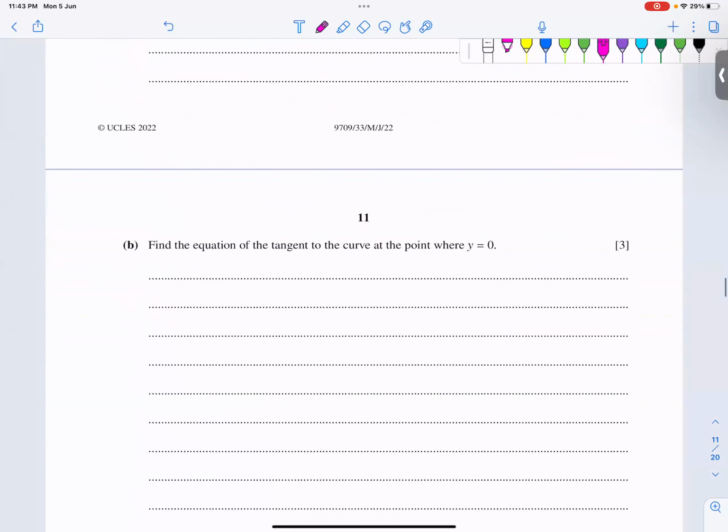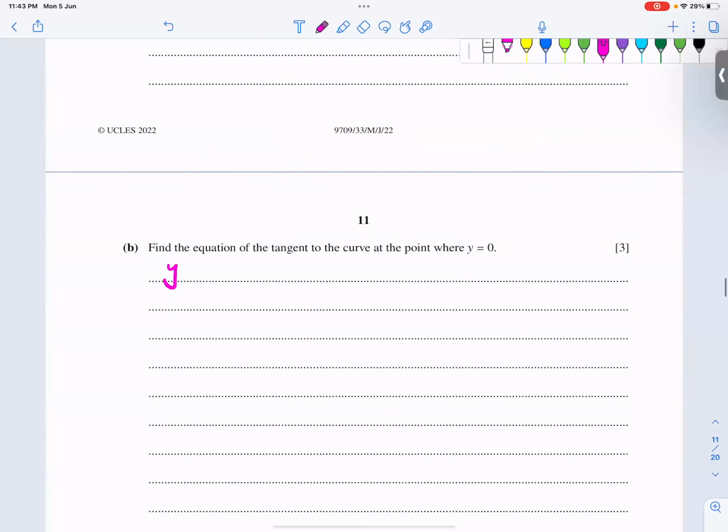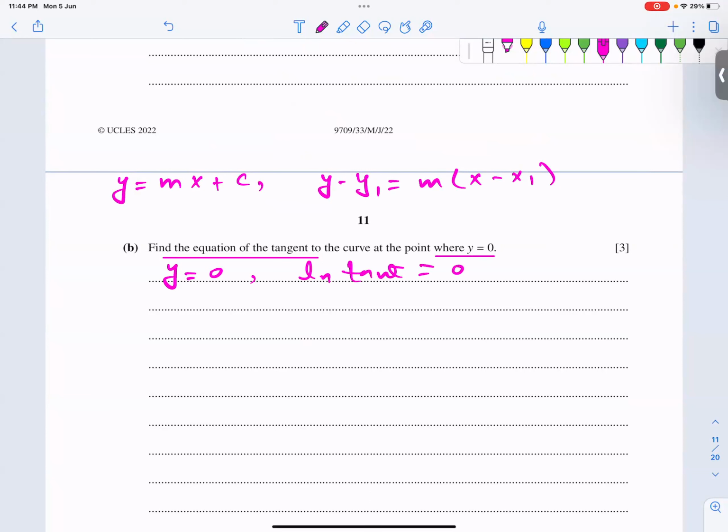Moving to the B part, find the equation of tangent to the curve at the point where y is equal to 0. If you put y is equal to 0, for finding the equation of tangent, what do you actually need? You have 2 types of formulas or 2 types of ways to find the equation of a line. You can try any method. Here, y is equal to 0 is given, and y is actually ln of tangent of t.